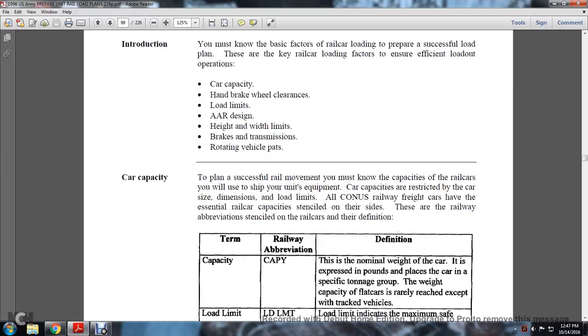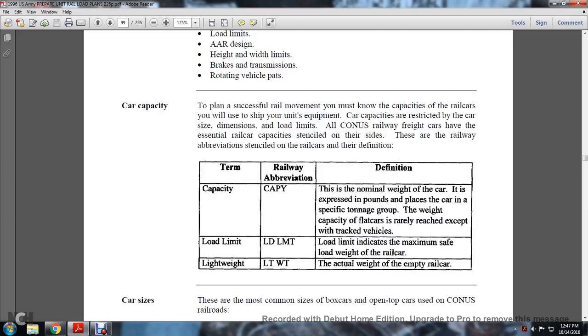vehicle parts, car capacity. To plan a successful railway movement, you must know the capacity of the railway cars you may use for shipping your equipment: the car's capacity, the restrictions of the car's size and dimensions, and the load limits. All railway cars have the capacity of the car stenciled on their side. The railway abbreviation stenciled on the car for capacity is CAPY.